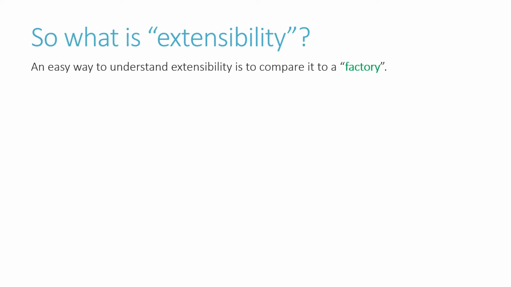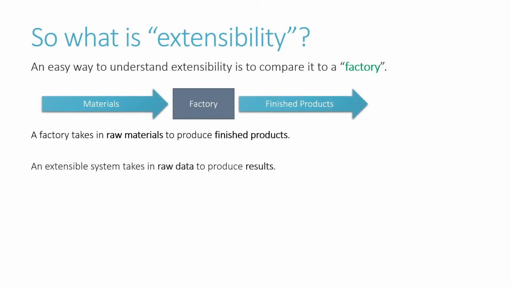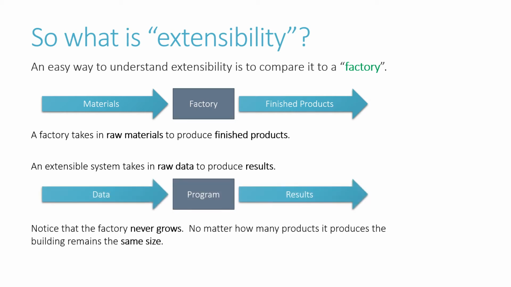The easiest way to understand extensibility is to compare it to a factory. As we know, factories are buildings that take in raw materials to produce finished products. Well, extensible software is something that uses raw data to produce results. Now the benefit is the factory never grows, it never gets any bigger. No matter how many products it produces, the building remains the same size. Well, this is the general principle behind how extensible software works.